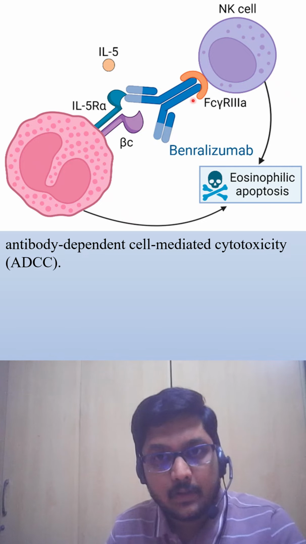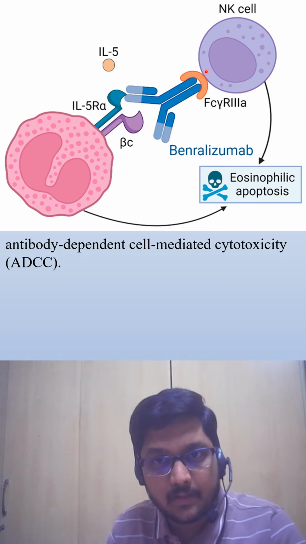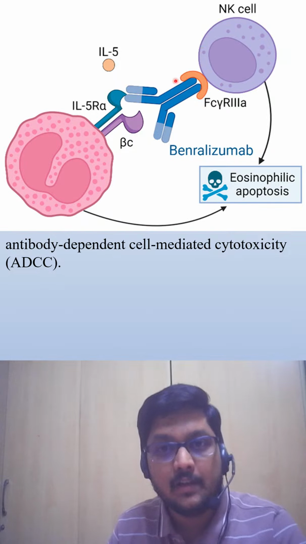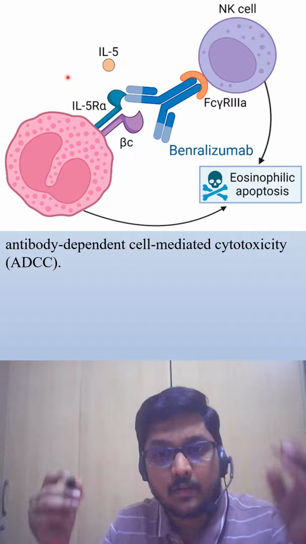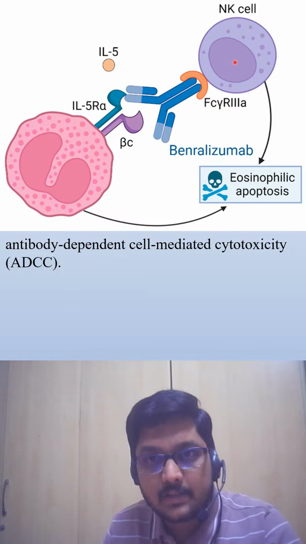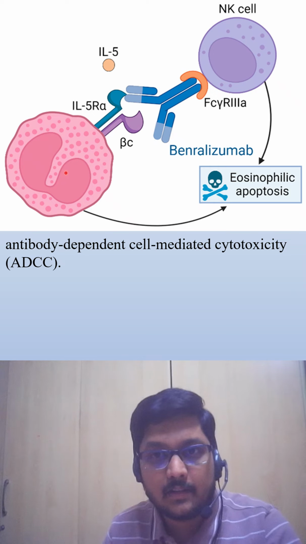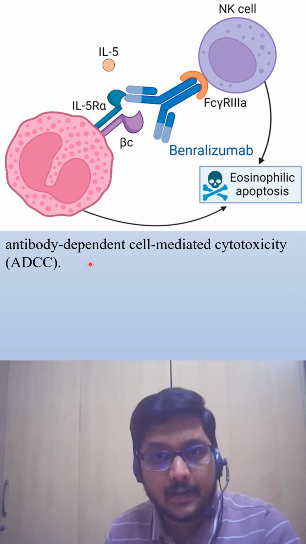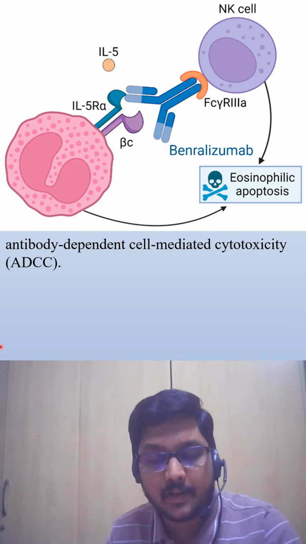At the same time, the tail portion of this monoclonal antibody is binding to the natural killer cell, with the receptor Fc gamma R third A. This receptor is present on the natural killer cell. So this monoclonal antibody is bringing two things, eosinophils and natural killer cells, together. The natural killer cell will kill the eosinophil through apoptosis. We call this antibody dependent cell mediated cytotoxicity.